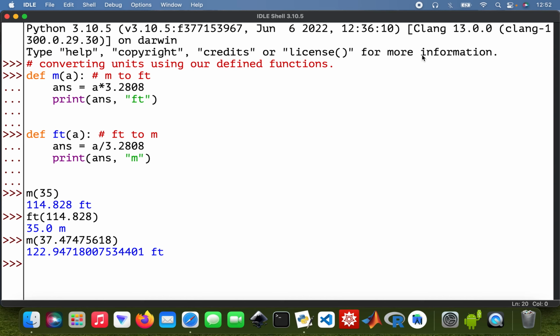Then what I need to do now is convert inches to centimeters. So I'll define my function as inches to centimeters. And then my answer will equal a divided by 0.3937. Then print my answer.